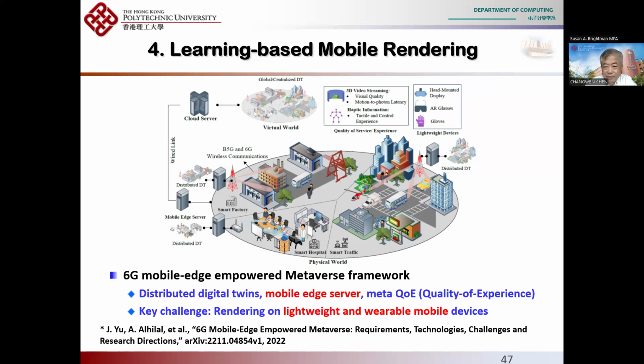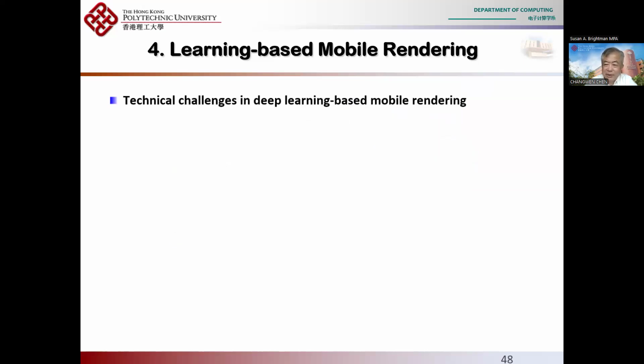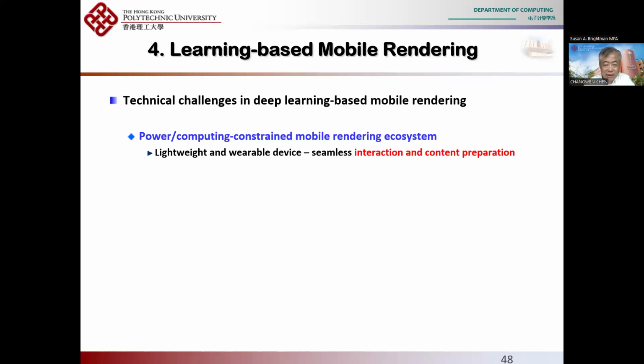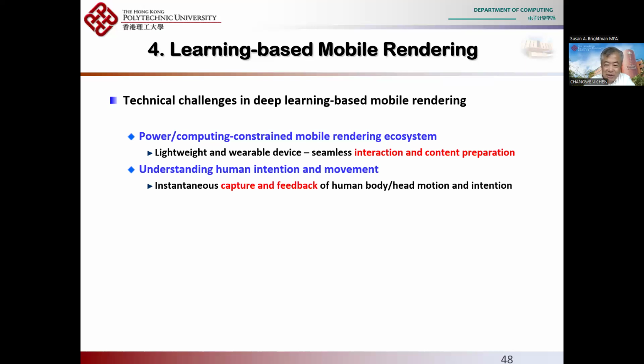Okay. Well, the challenges in this particular area are the following. You have to have a power and computing constrained mobile rendering system. In that case, everything should be lightweight and wearable. But it's very difficult, because wearable means you have to have mobile networking. And also, it's very difficult to understand human intention, especially with the device. If you turn left, it will show you the visual data on the left; turn right, then it will show you that. But our intention might not follow all these desired patterns. So capturing the feedback and then instantly feeding the data is not easy work.